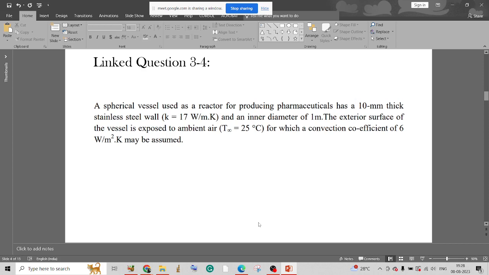Okay, so we'll read question number 3 and 4 altogether. So what do these two questions say? A spherical vessel used as a reactor for producing pharmaceuticals has a 10 mm thick stainless steel wall with thermal conductivity 17 watt per meter Kelvin and an inner diameter of 1 meter. The exterior surface of the vessel is exposed to ambient air, that is 25 degrees Celsius, for which a convection coefficient of 6 watt per meter square Kelvin may be assumed.